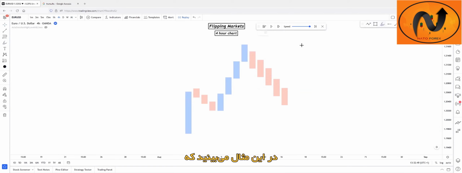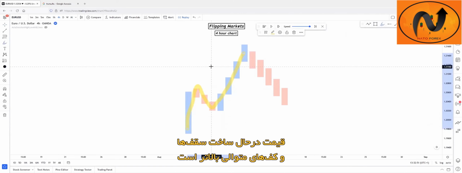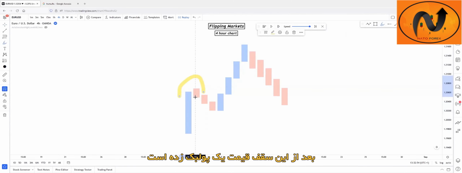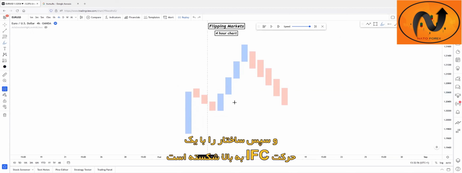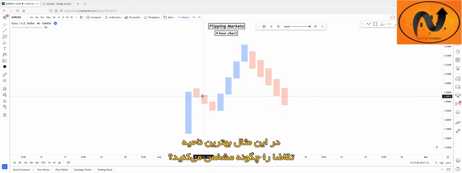As you can see in this example, price is creating a series of higher highs and higher lows. After the last high has been created, price did a pullback, and after the pullback, price broke structure to the upside with inefficient movement. So, how would you choose the best demand zone in this case?